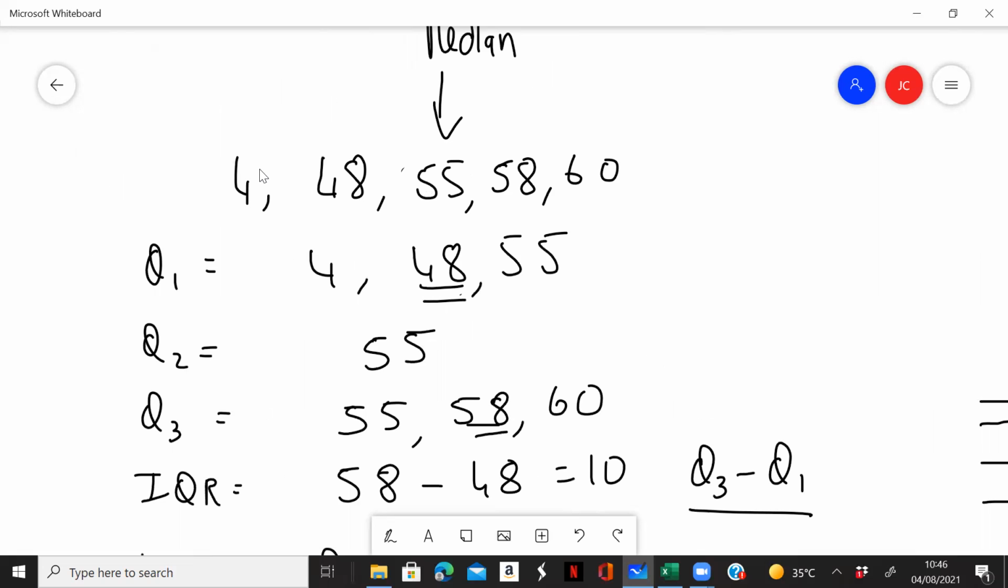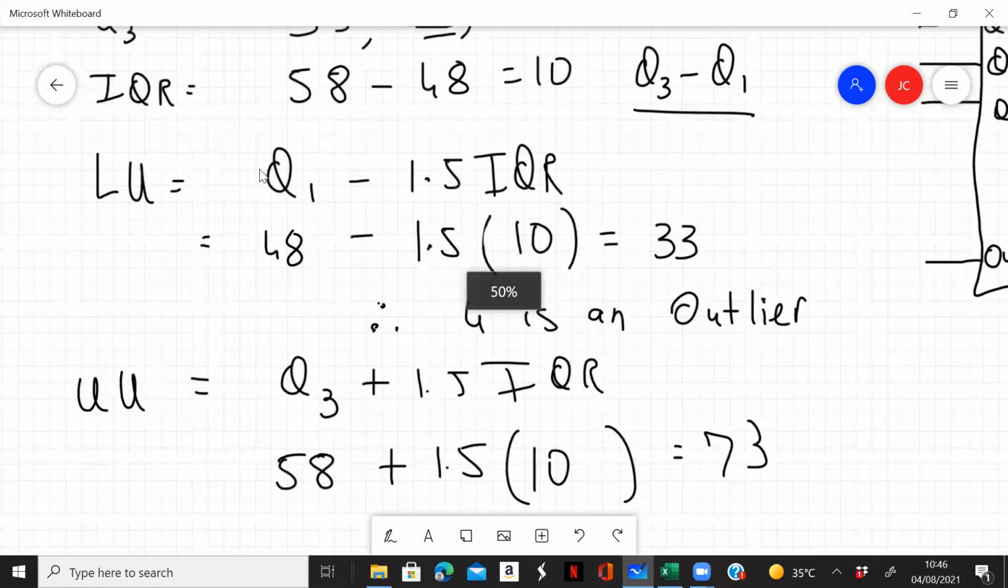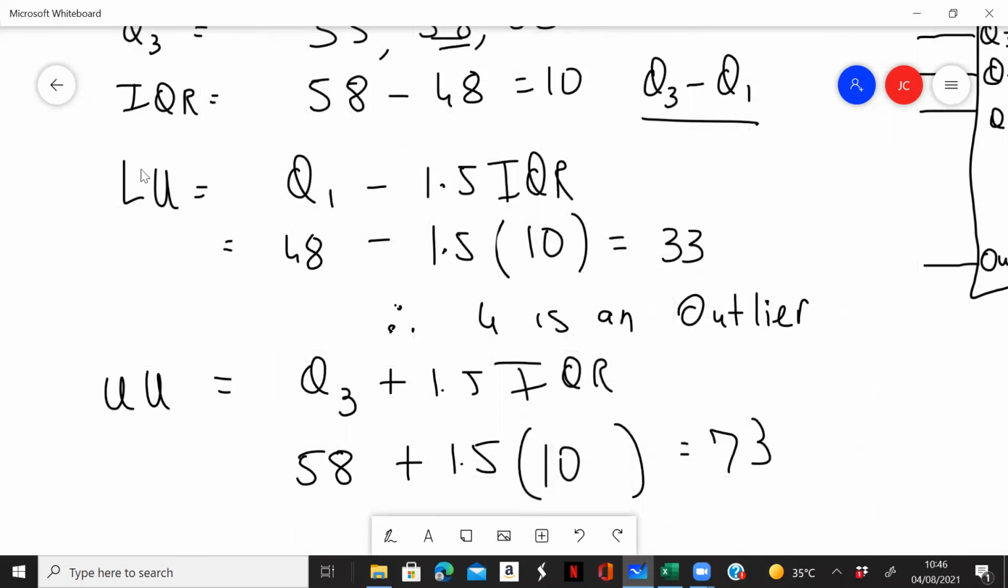Okay? So we compute what are known as the lower and upper outlier bounds. Lower outlier, because you can have an outlier at the bottom, a number that's too small to be considered part of the group, or a number that's too high to be considered part of the group. For example, you have a person who's getting 98%, 99% in the exam, and everyone else is getting 40, 50%.